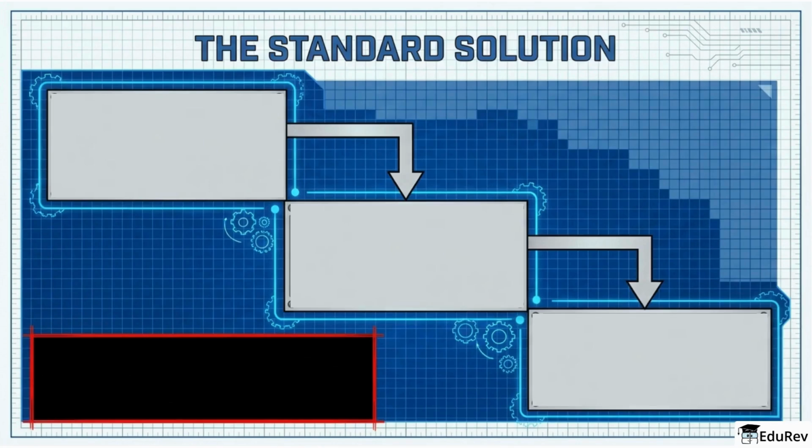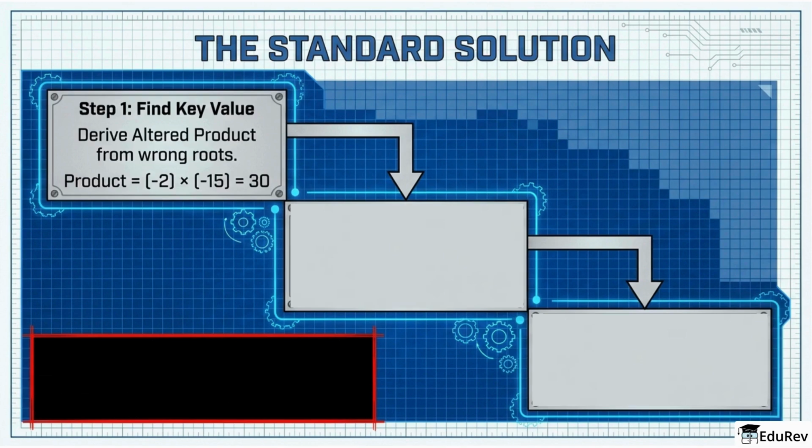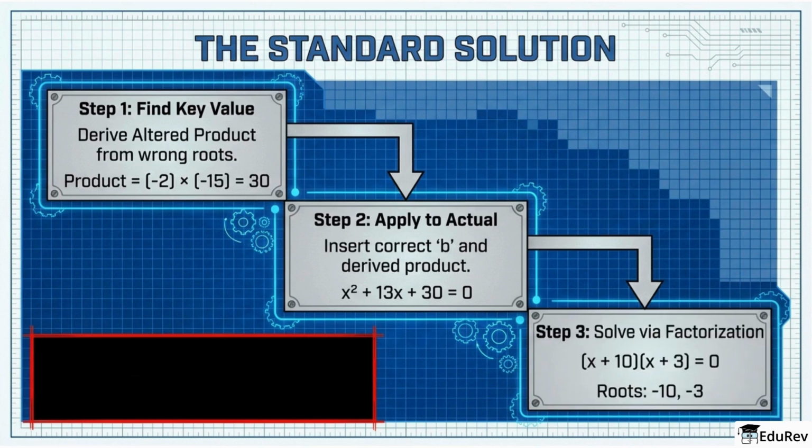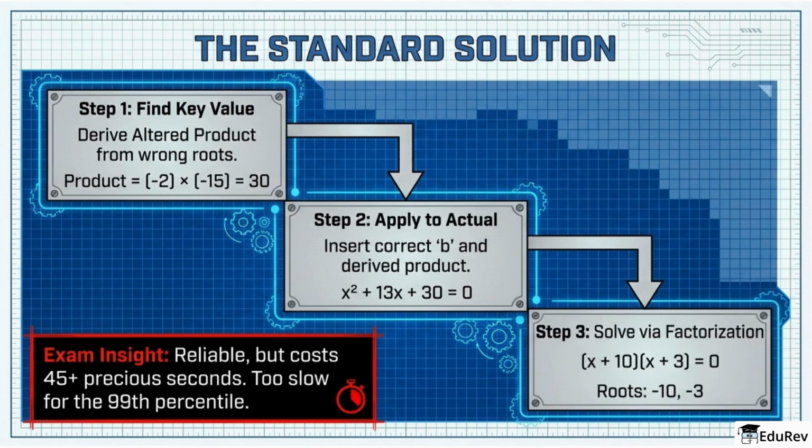The standard method solves this step by step. First, compute the product using wrong roots, then rebuild the correct equation using the actual coefficient, and finally factorize to get the correct roots. It works perfectly, but it is time-consuming. In a competitive exam, spending 40 to 50 seconds on a single question is expensive. The lesson here is not that the method is wrong, but that it is inefficient.